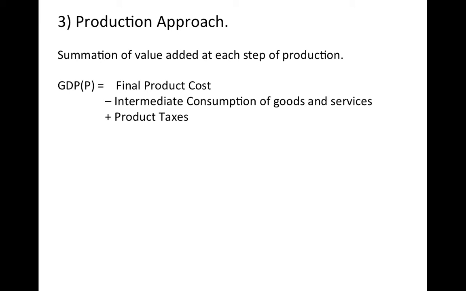And the third approach is the production approach. Look at the formula here. GDP equals the final product cost minus intermediate consumption of goods and services plus the product taxes. I'll show you a small example on this.